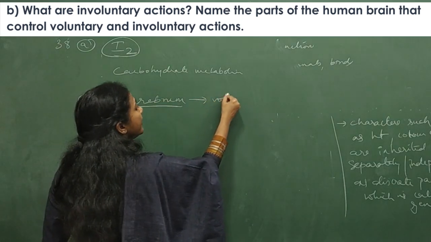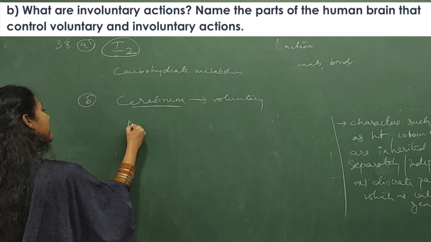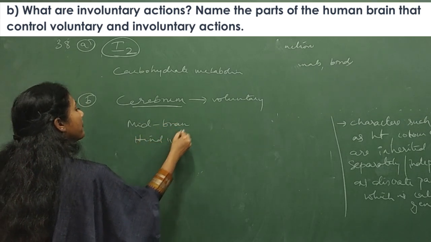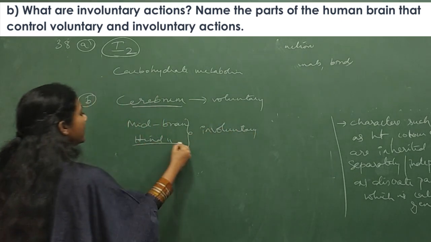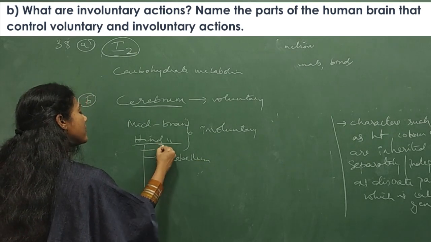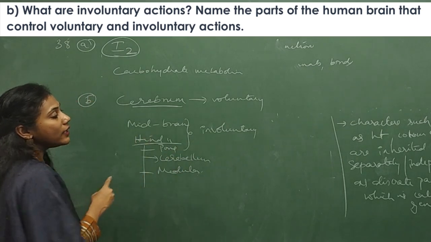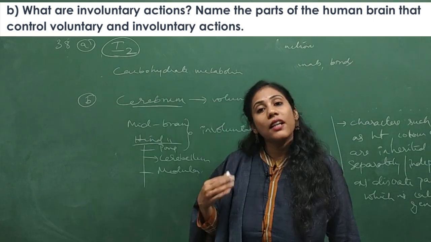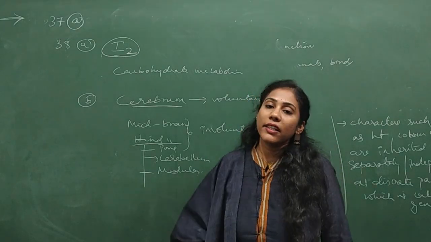The cerebrum controls voluntary actions. And involuntary actions are controlled by the midbrain as well as the hindbrain. Midbrain as well as hindbrain, both of them control involuntary actions. So again, if you see the hindbrain, you have three parts, right? One is the cerebellum, pons, and medulla. And all three control the involuntary actions, that is the actions which are not under our thinking process control, like breathing, heartbeat, digestion. So all these are different examples of involuntary actions.